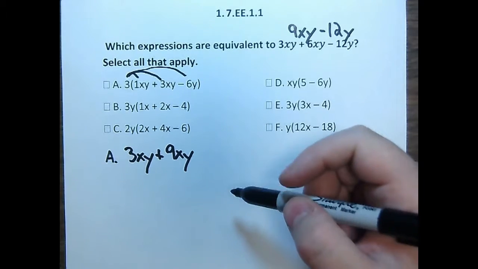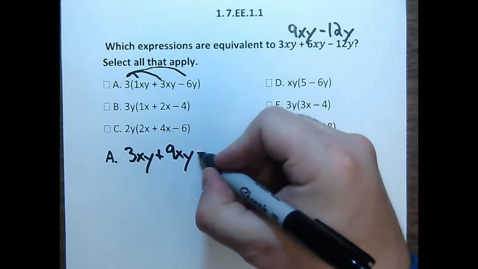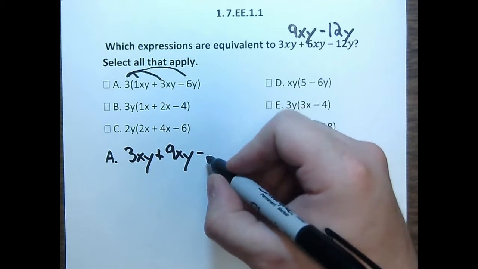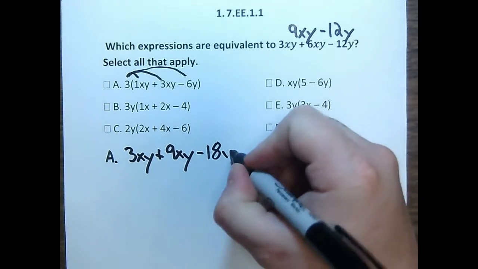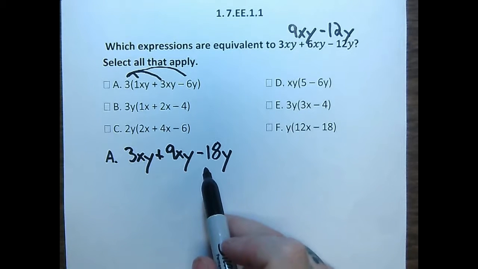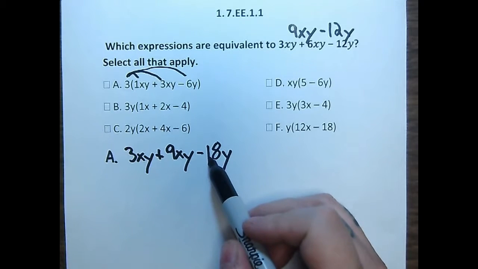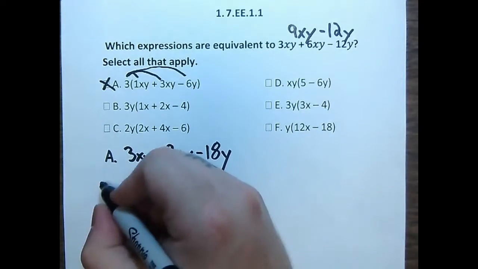Remember, always worry about your signs first so you don't lose them. A positive times a negative is a negative, and we got 3 times 6 is 12. Excuse me, 18. 18y. So right now we could combine these two, but we notice we have an 18y and we need a negative 12y, and we have a negative 18y, so A cannot be. So we'll try B.